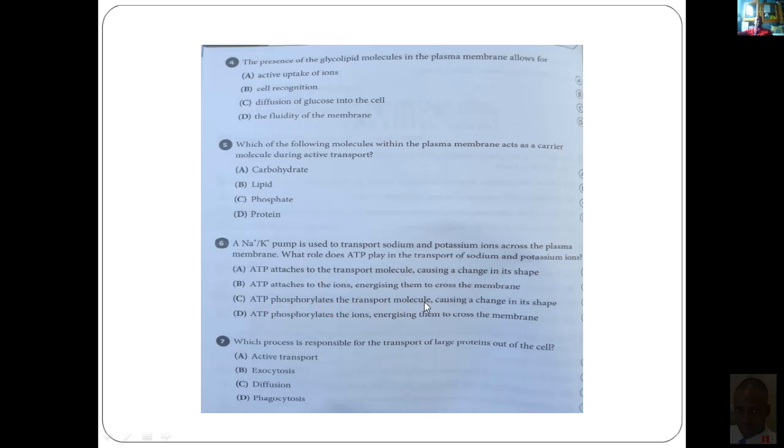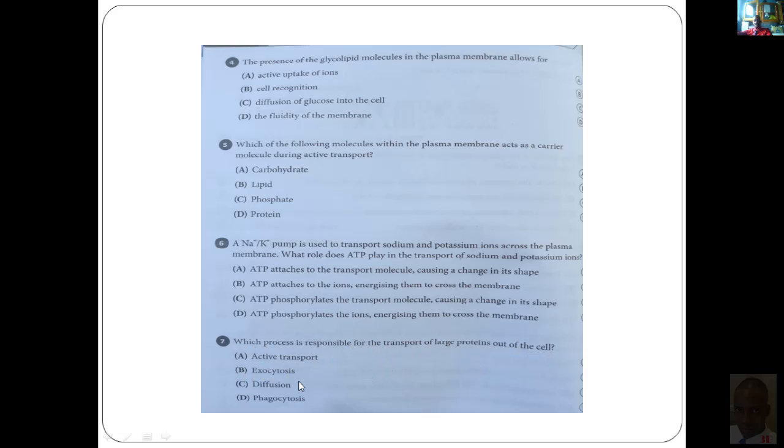The transport molecule is actually the transport protein or the carrier protein, right? So ATP phosphorylates the transport protein. So this answer is actually more correct than the first one that we chose up here, which says that it attaches to the transport molecule. But down here, a more precise and a more accurate answer is that the ATP phosphorylates the transport molecule, which means that it gives it energy, causing it to change its shape. So the correct answer here is C.